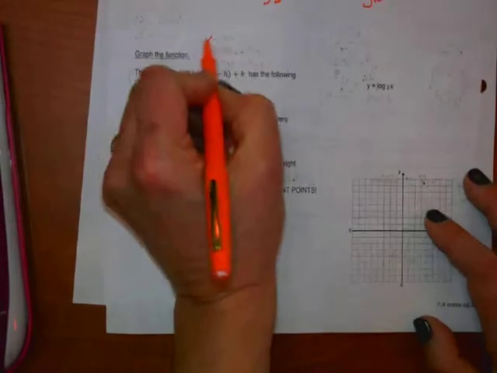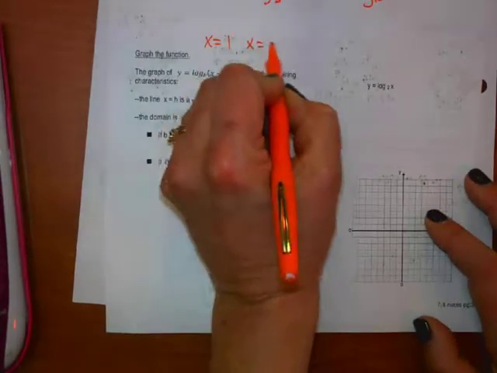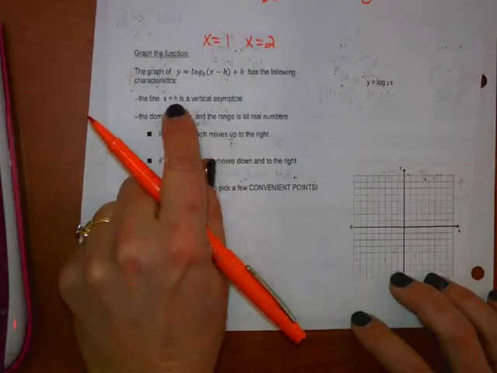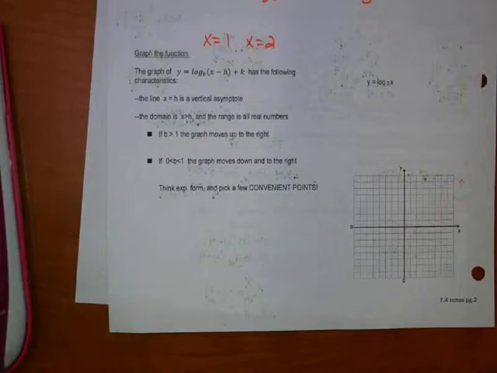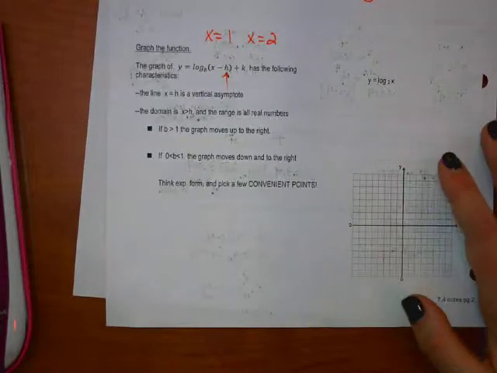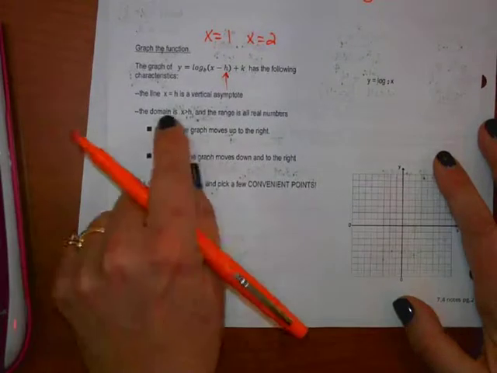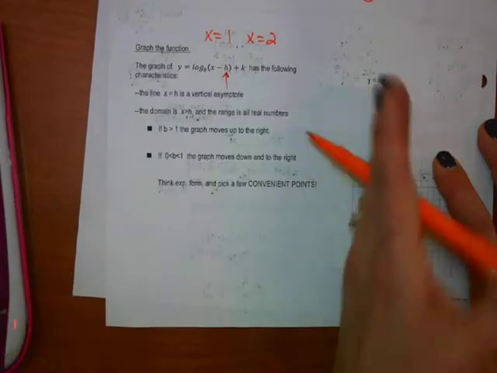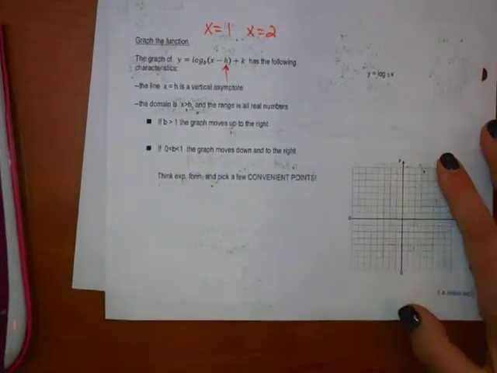Well, any x equals equation is a what kind of line? Up and down, vertical, right? It's always a vertical. So the line x equals h is going to be the vertical asymptote. So we're going to keep track of that in a second. Here's h right here. The domain is always going to be x is greater than h because we're going to have this vertical asymptote, and you'll see it in a minute.